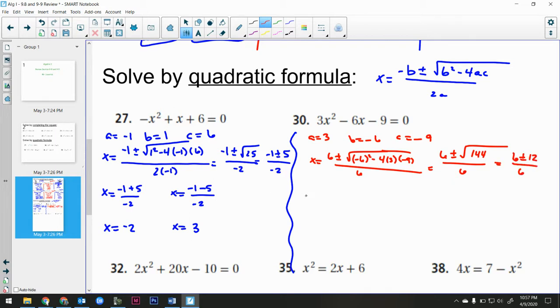So x equals 6 plus 12 over 6, and x equals 6 minus 12 over 6. So x equals 18 over 6, which is a 3, and x equals negative 6 over 6, which is a negative 1. Okay, so those are my two solutions there.